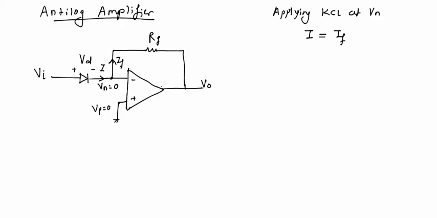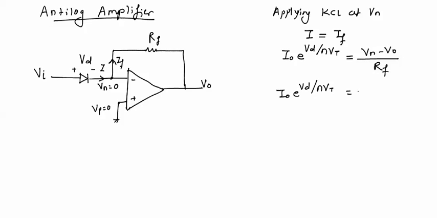For this current I, we will write the forward current equation of the diode, that is I naught into e raised to power Vd upon eta into Vt equal to, the equation for RF will be Vn minus V naught divided by RF. We know that Vn equal to 0 volt, so I naught into e raised to power Vd upon eta into Vt will be equal to minus V naught upon RF.